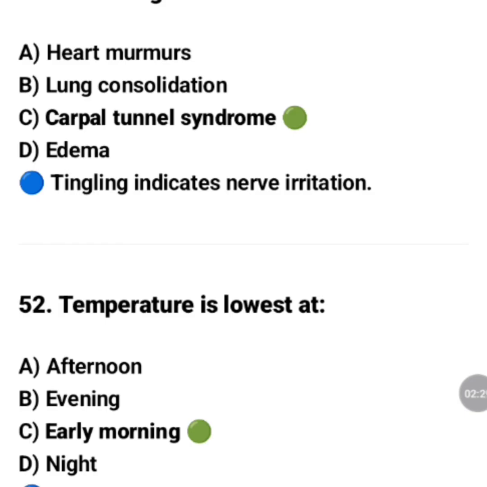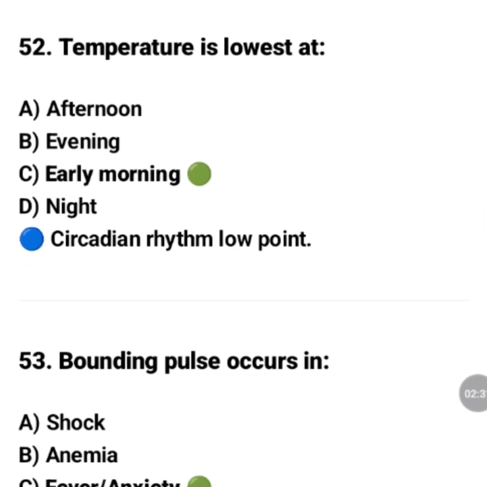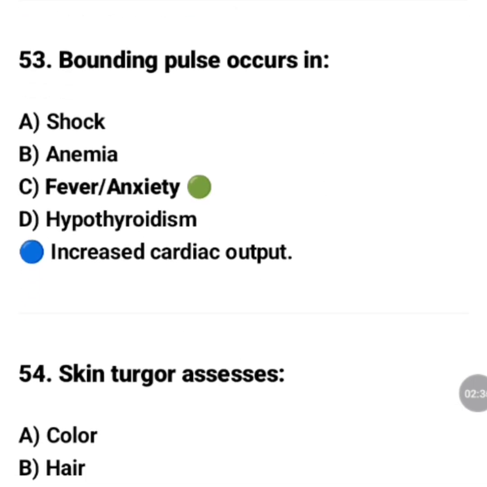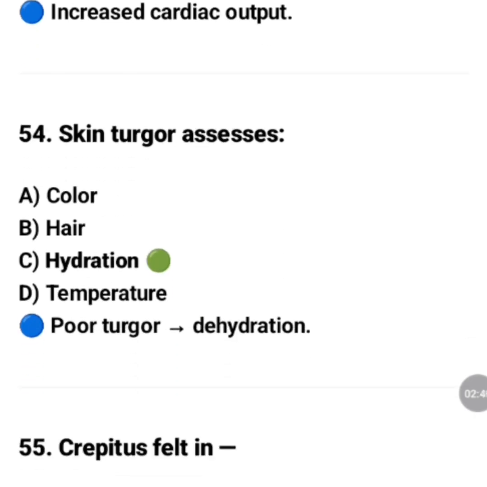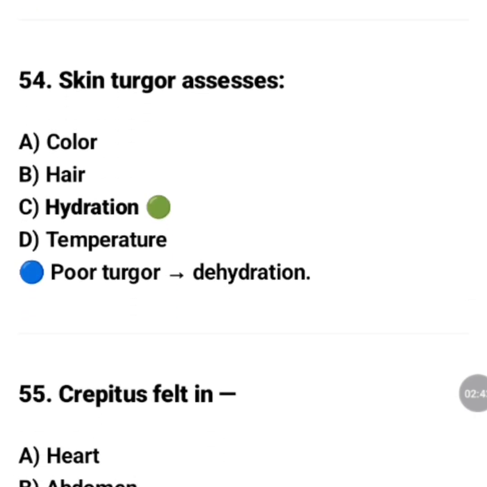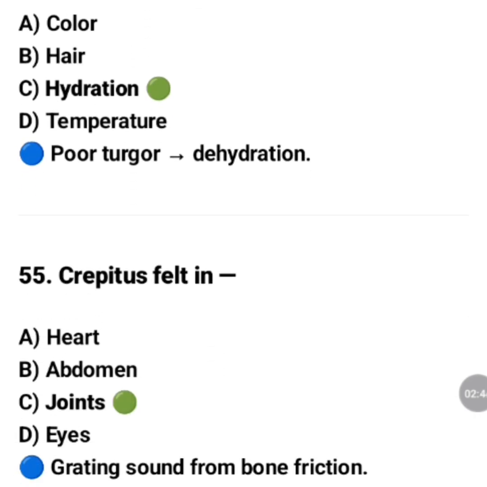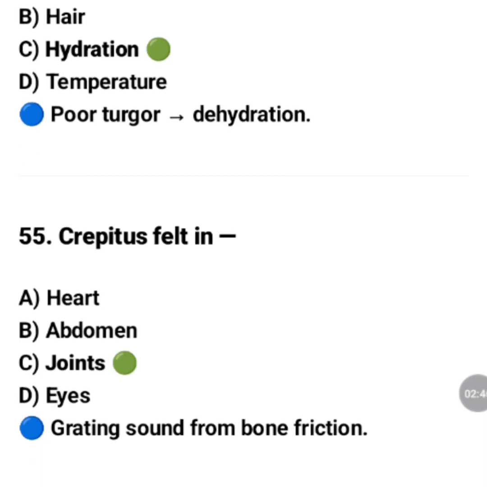Tingling indicates nerve irritation. Temperature is lowest at the correct answer, option C, early morning. It is the circadian rhythm low point. Bounding pulse occurs in the correct answer, option C, fever or anxiety, with increased cardiac output. Skin turgor assesses the correct answer, option C, hydration. Poor turgor is an indication of dehydration.